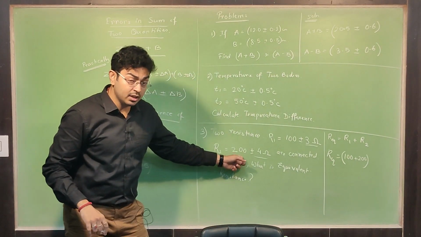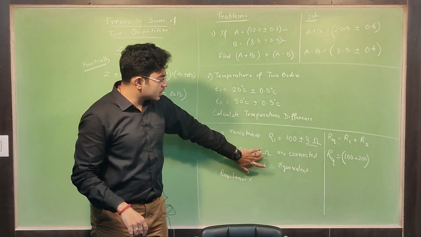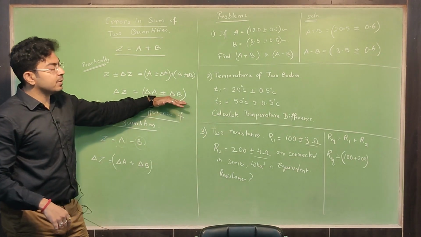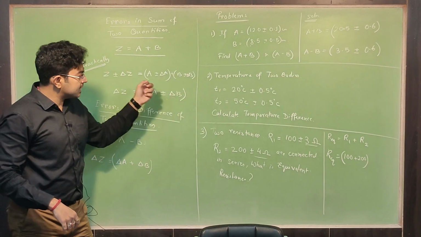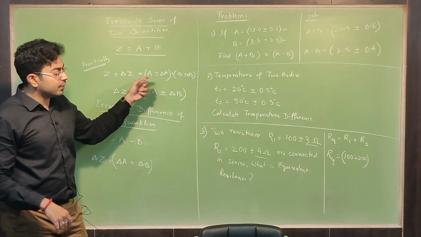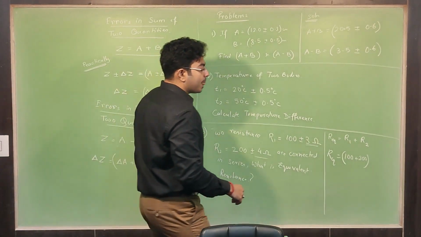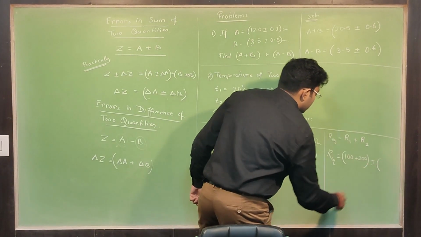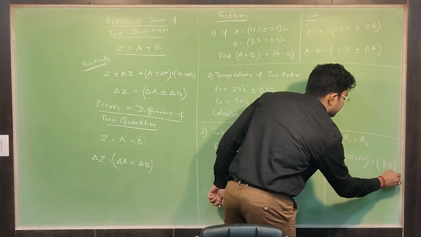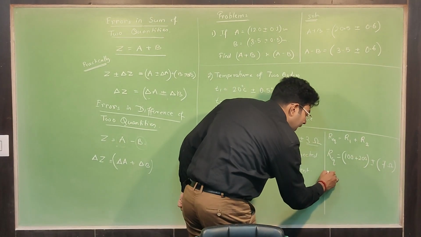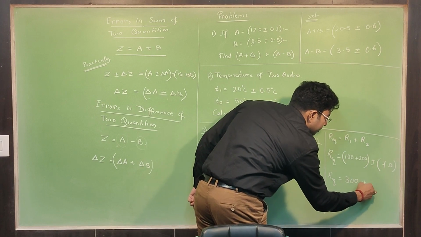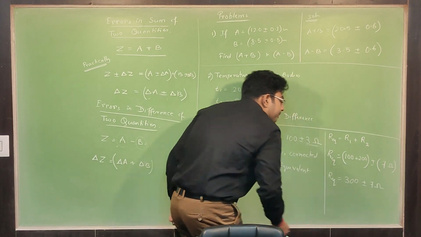But what will be the error? This is 4 ohm and 3 ohm. We always have to find the maximum possible error, right? Here also a summation is going on, so the maximum possible error will be 4 plus 3, that is 7 ohm. So R equivalent is 300 plus minus 7 ohm.